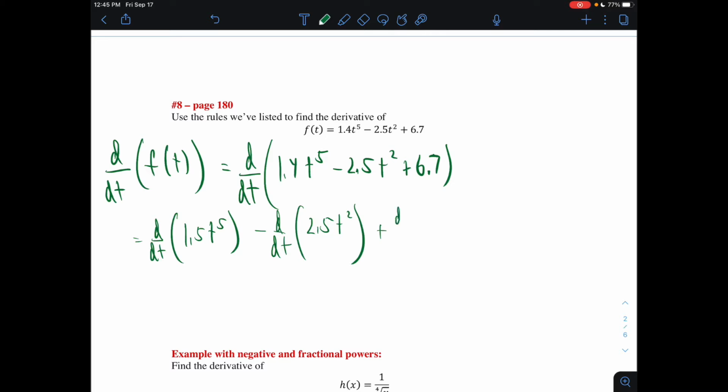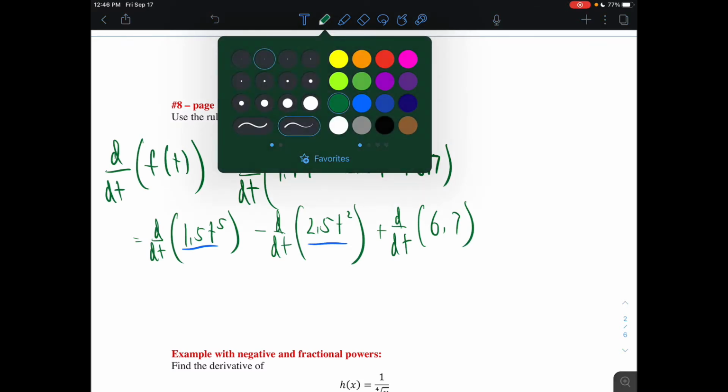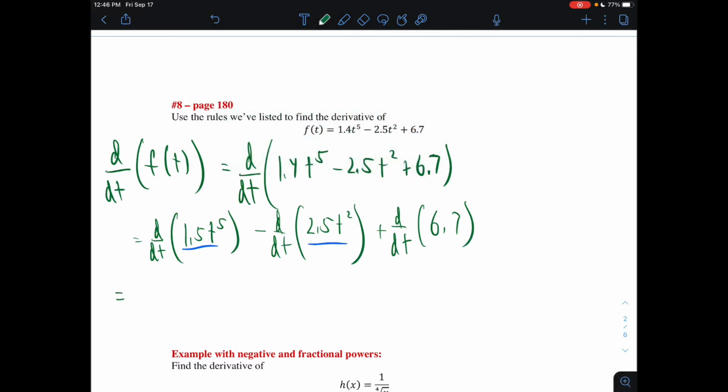And then after I've finished doing that, with the first two, I have a constant times a function, so like I have 1.5 times t to the fifth, and then I also have 2.5 times t to the second. I'm going to factor the constants out in those cases where I'm using the constant multiple rule. So first I used the sum and the difference rule. Now here's using the constant multiple rule.